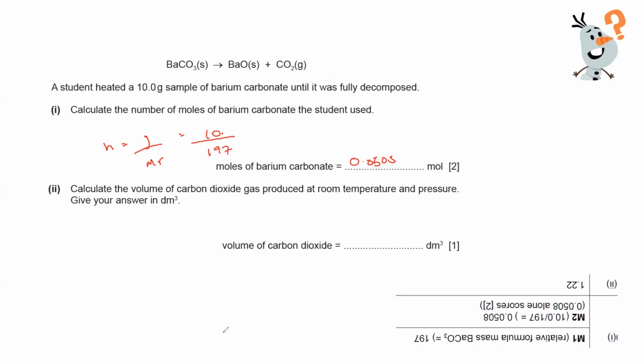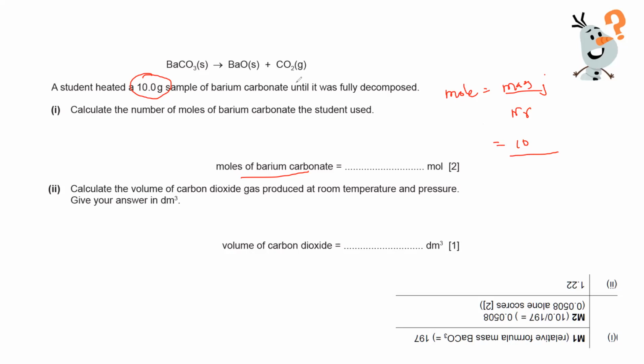Yes, Abdullah. Look, the mass is given and we need the moles. So we have the formula moles equal mass in gram divided by molecular mass. Mass in gram is 10. And what about the molecular mass of barium carbonate? Barium is 137 plus carbon is 12 plus oxygen is 16 multiplied by 3. So it will be 10 divided by 197, which will come out as 0.0508.